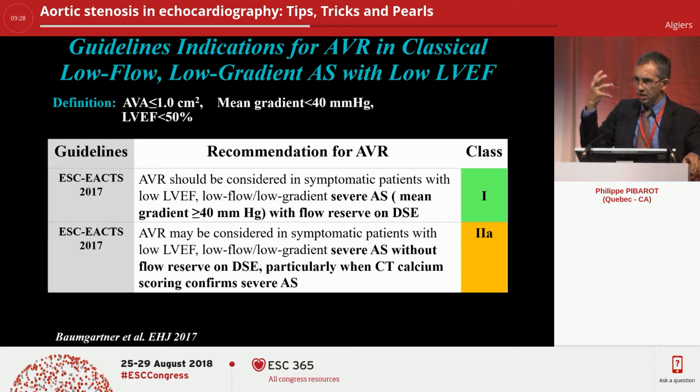If the patient has some flow reserve, more than a 20% increase in stroke volume, and develops a high gradient during dobutamine, then there is a class 1 indication for valve replacement. On the other hand, if you have no flow reserve, not a good response to dobutamine, then it's a class 2A if you can confirm the stenosis severity with another modality. And for the first time in the guidelines in 2017, they included calcium scoring by CT to confirm the stenosis severity in these challenging patients.